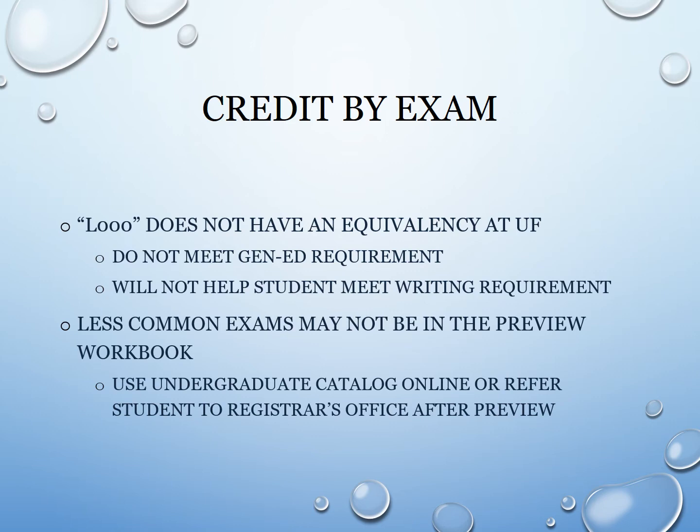If it's not, then we would refer the student to the registrar's office for follow-up after preview to see what the deal is, and maybe what credit they're going to have awarded and why it's not listed anywhere that we can find. But first step is always going to be use the preview workbook. It's going to be the most easily accessible to you, then the catalog if needed, and then the registrar's office, again, after preview, not during preview, if they need to.